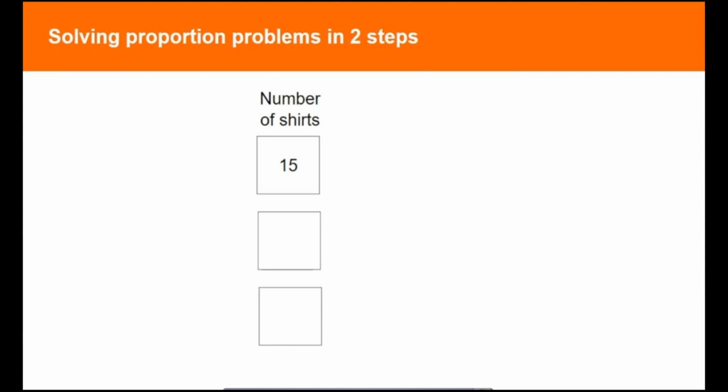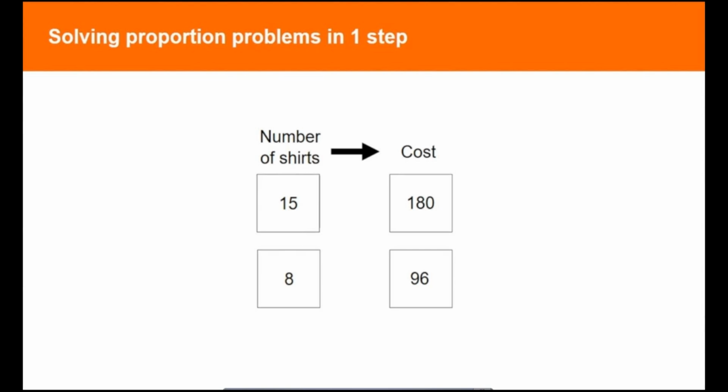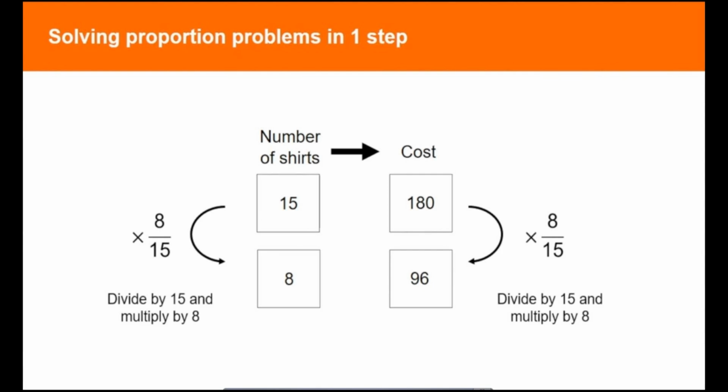If you're particularly confident, you can solve this type of problem in one step. First, we divided by 15 to find the cost of one shirt, then we multiplied by 8. We can represent this as the fraction 8/15. So we can now simply multiply both the left and right-hand side values by this fraction. And as you can see, we arrive at the same answer, but this time in a single step.